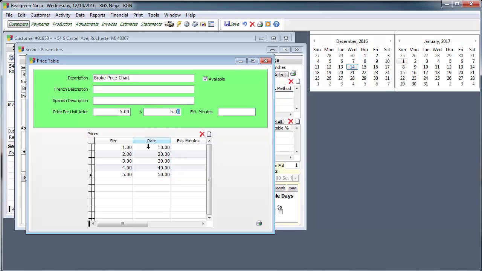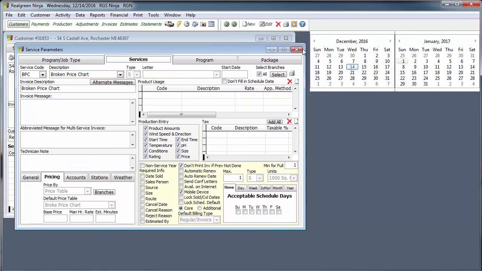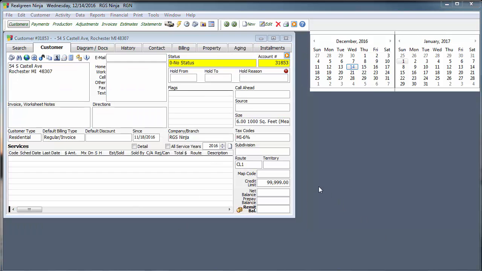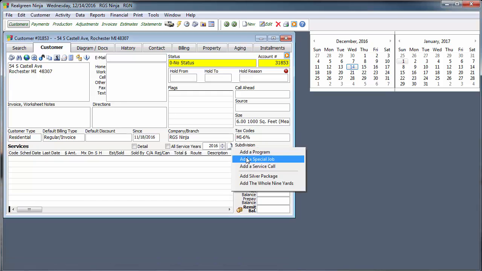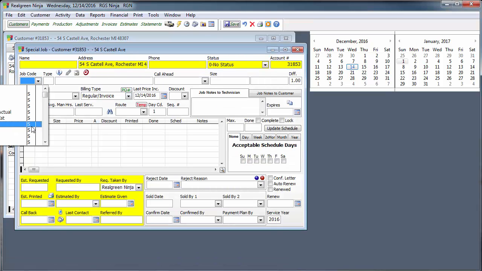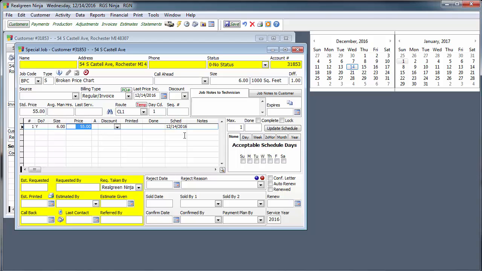So the two things are: make sure there are no blank lines, and make sure whatever this last number is, is this number up here, and then of course you put in how much you want to charge per full unit after that number. Once we hit save and close, now when we go to add the job to the customer's account, we hit add special job, hit my drop down, hit my service, and there we go. You'll see it actually puts that price in there for that property that has 6,000 square feet.